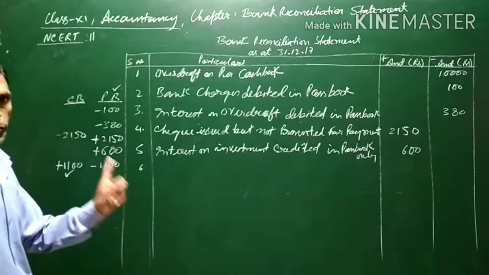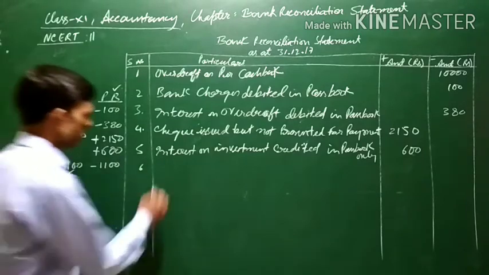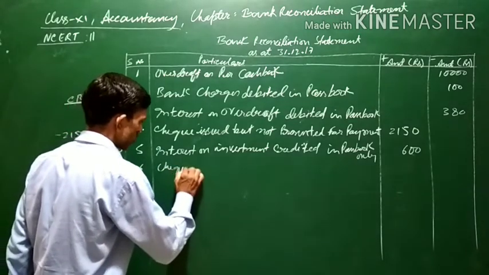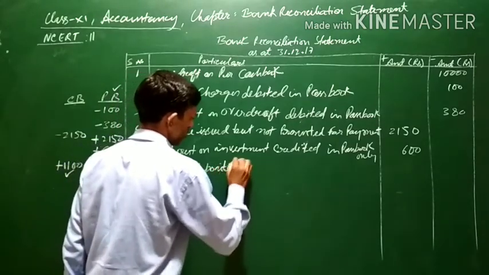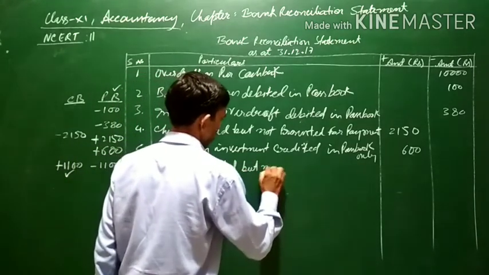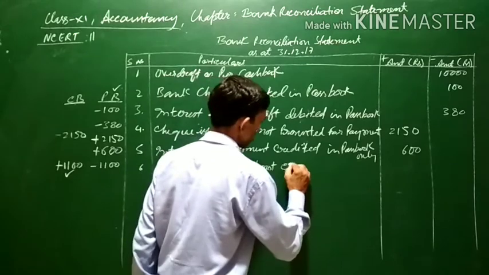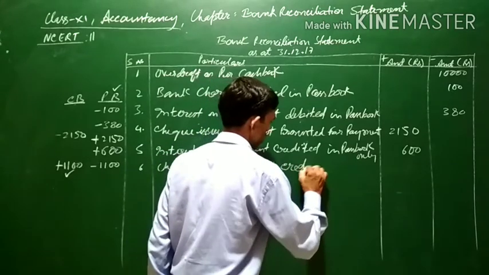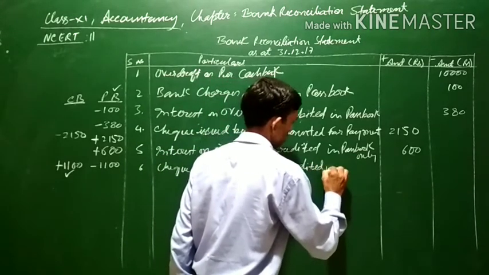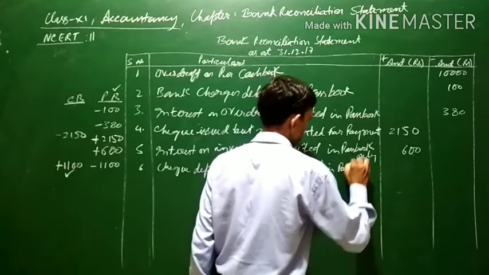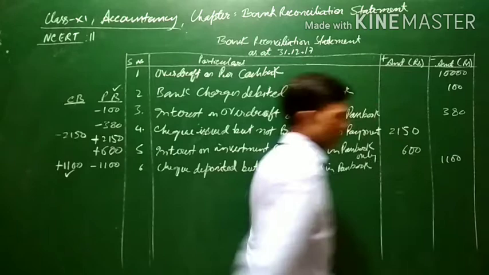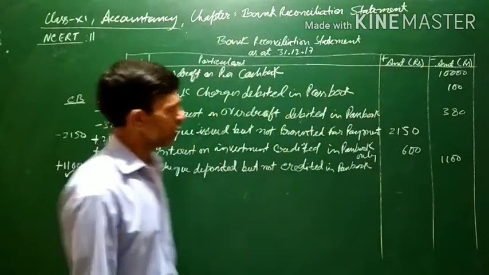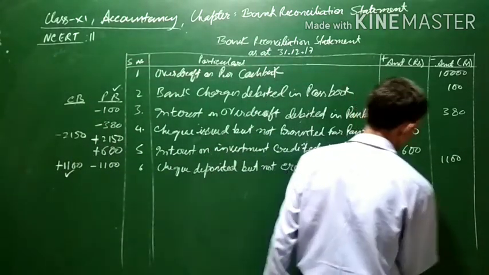So what is there in the passbook? There will be less balance in the passbook. So we can write check deposited but not collected, or check deposited but not credited, not credited in passbook. 1100 lesser balance will be reflecting in the passbook. Now we will find out the balance. Let us see what is the balance.